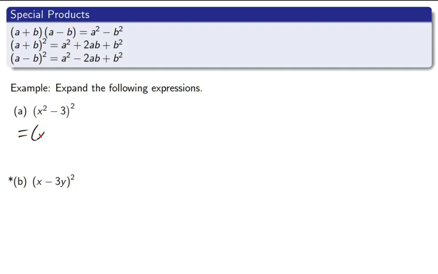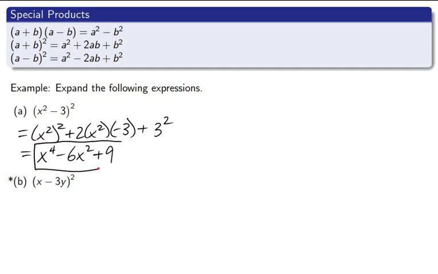So here, first term squared plus twice the product. Keep in mind one of those was negative. Plus the last term squared. And you can just use 3 because if it were negative 3 or positive 3, the square is still 9. And then we get x squared squared. Remember, power to a power, you multiply the powers. Get x to the fourth. This one comes out to negative 6x squared, and 3 squared is 9. So that's a little bit faster than using FOIL.